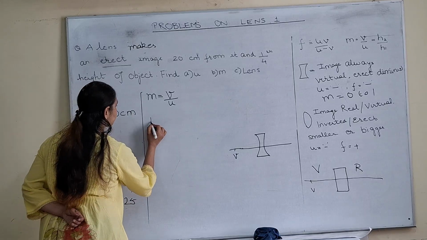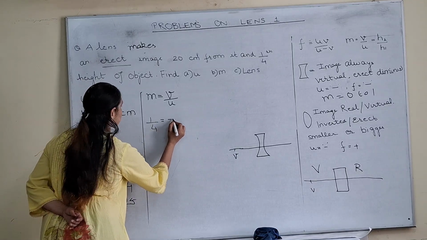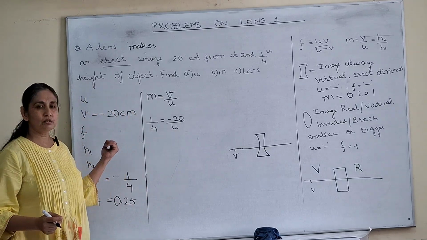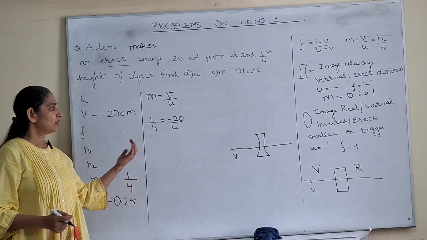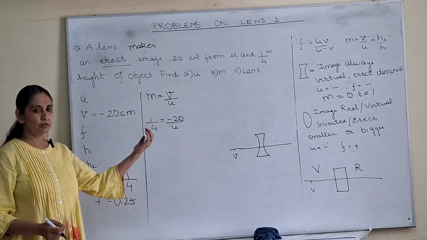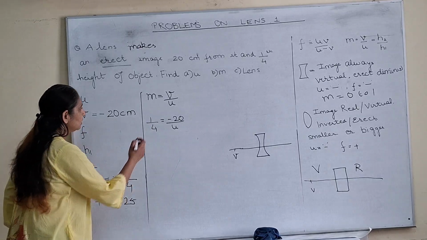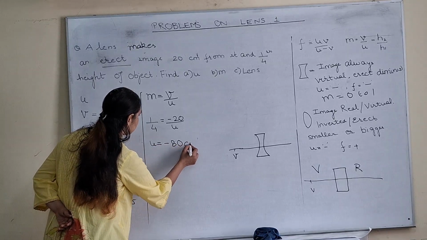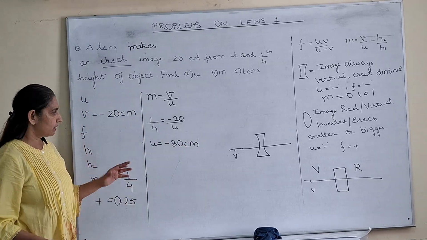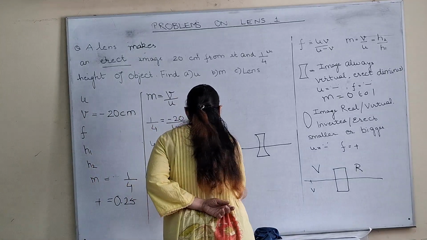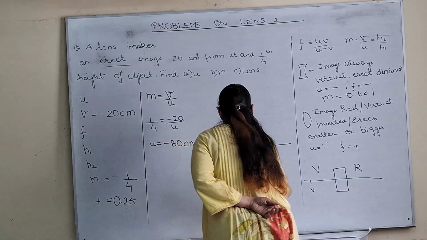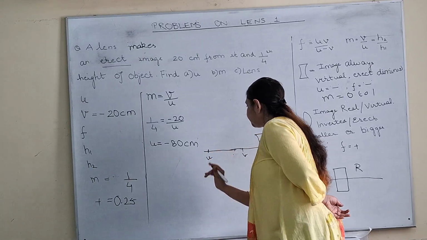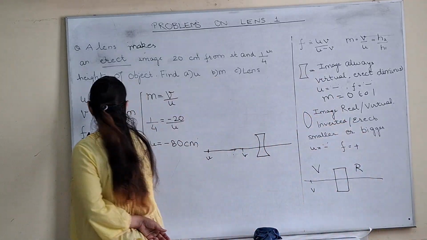M is 1/4, V is -20, and U is U. Now remember, U is also always negative. So you have to keep in mind that the answer is negative, and also that the focal length should come negative. Let's solve this. U is equal to -80 centimeter. So fine, negative has come and the object is coming quite far. Okay, maybe the object is here. Okay, so we found one thing. Let's fill it in.